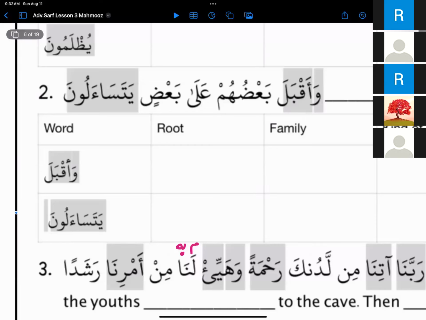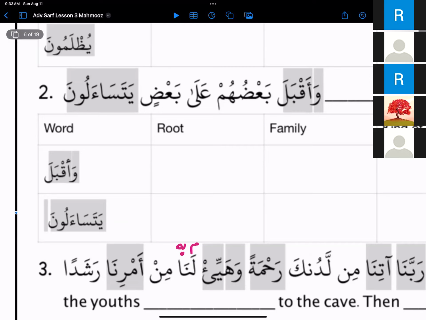So they will be facing each other, right? And while they are asking each other. So remember, when two words are together, most likely the second one is going to be the hal. When we were doing hal, that was our clue to find the hal. So over here, to me it makes more sense that yatasaaluna is the hal of them. So they will be facing each other while they are asking questions to each other.